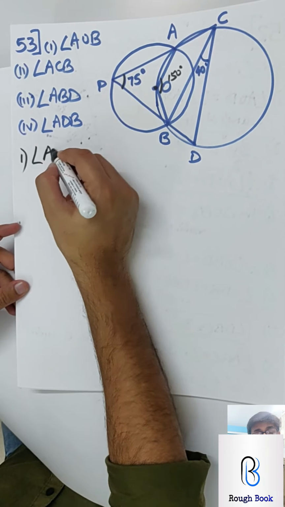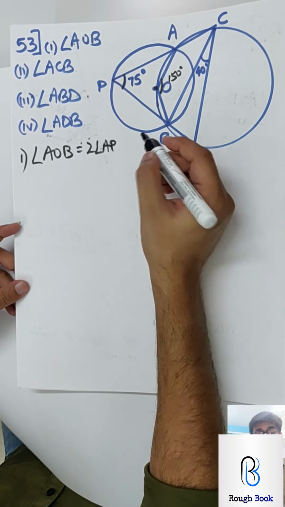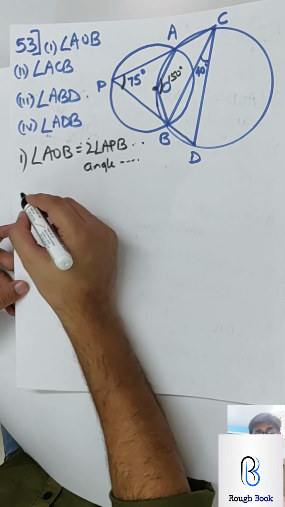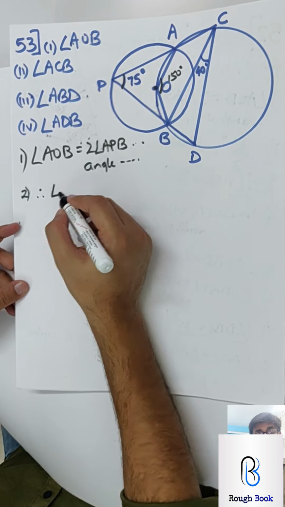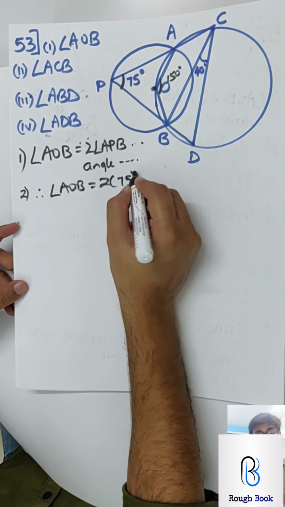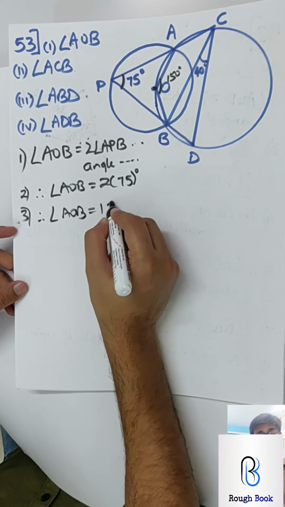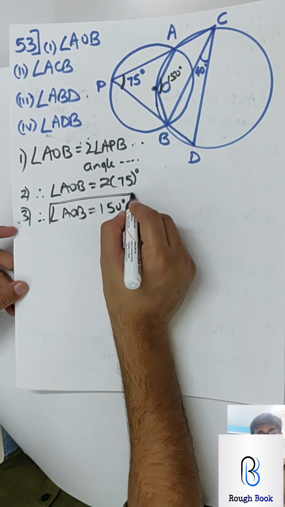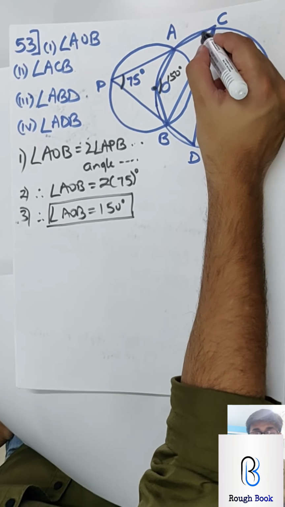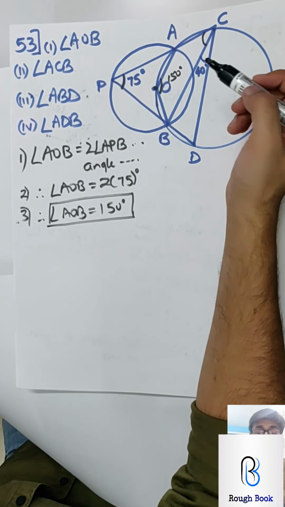So number one, angle AOB is double of angle APB. State the reason, angle at the center, write the full statement. Therefore AOB is double of 75. So we get the first one, AOB, as 150. So at least one part is sorted. Let's look at the second part now, ACB. It is over here, ACB. So this is 150. How much will this be?